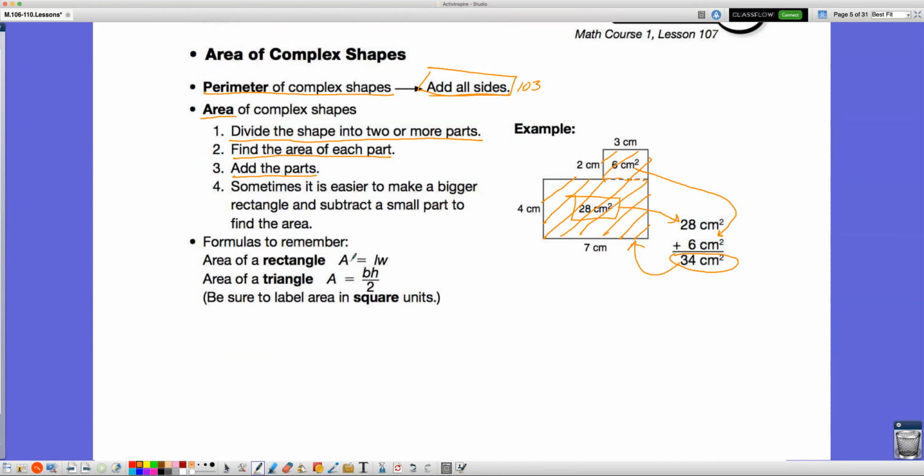All you need to remember when you're using formulas is that the area of a rectangle is length times width, and the area of a triangle is base times height divided by 2, or sometimes written as 1/2 base times height. Then make sure you label it with square units.